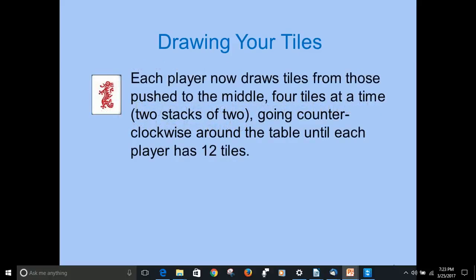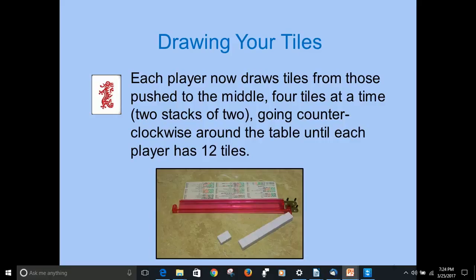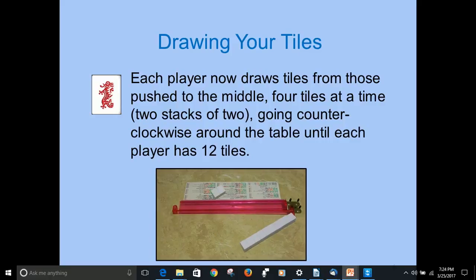Now players will draw the initial tiles they will have in their hand. Starting again with East and going counterclockwise around the table, each player takes the 4 tiles from the end of the wall which has been pushed into the middle of the table. This draw continues around the table 3 times until each player has 3 stacks of 4 tiles, for a total of 12 tiles.